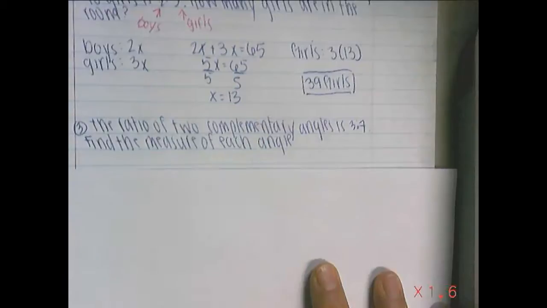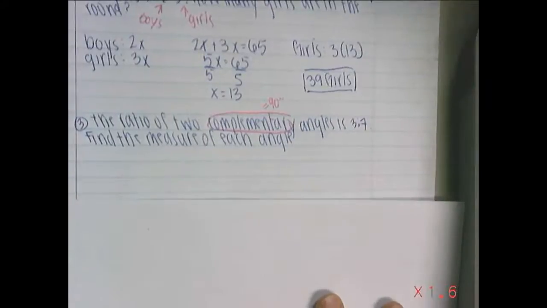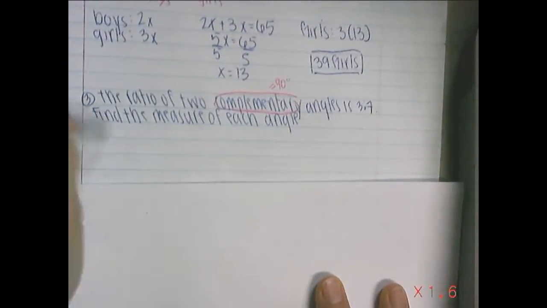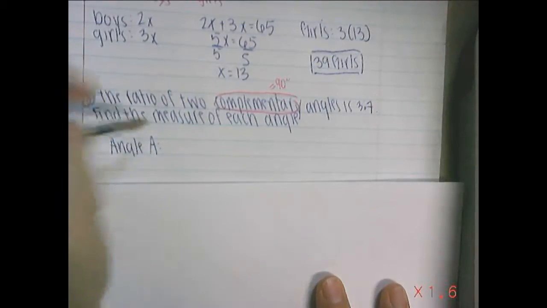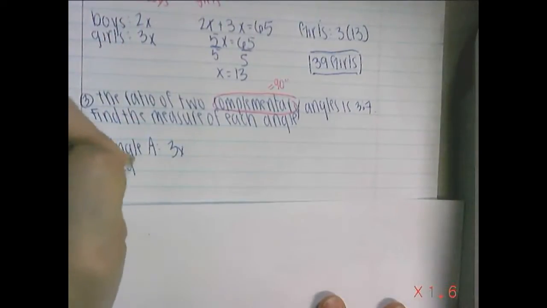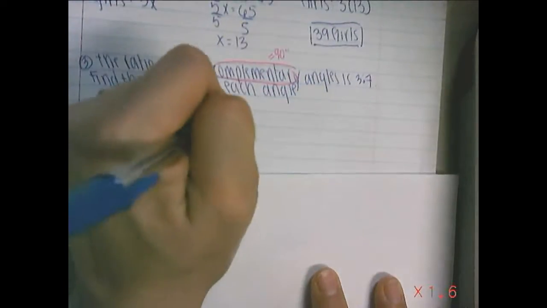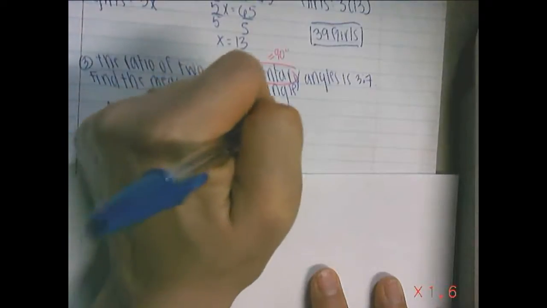The ratio of two complementary angles, so hopefully you guys by now know that equals 90 degrees, is 3 to 7. Find the measure of each angle. All right, well, I'm going to name two angles. I'm going to say there's an angle A, and he's going to be 3x. And there's going to be an angle B, and he's going to be 7x. All right, well, complementary, they add to 90, so I will do 3x plus 7x equals 90.